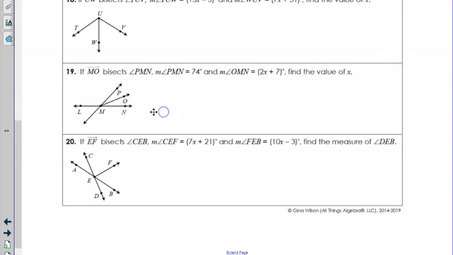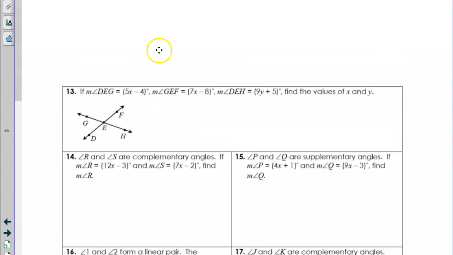All right, let's look at number 13. They're telling us that DEG is 5x minus 4. They're telling us that GEF is 7x minus 8. They're also telling us that DEH is 9y plus 5. And did they give us DH? No, they didn't. Okay, that's wrong. Good.